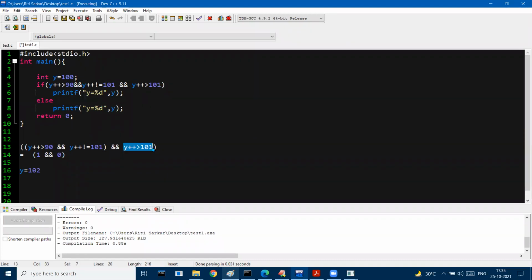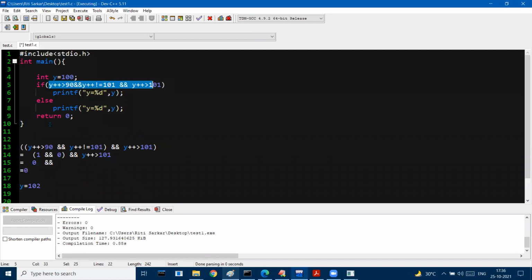Now 1 and then 0 is what, guys? 0. Once it is 0, you will say, sir, stop. I don't want to move further. Whatever is there after this, I don't want to see, because the final result will now become 0. So I will not see this part. Whatever is there, I will ignore. And as a result, the final result is equal to 0.